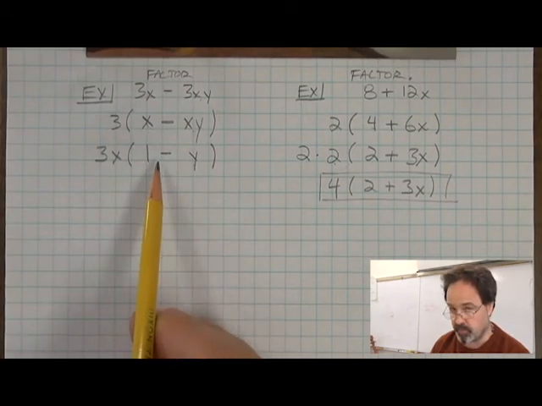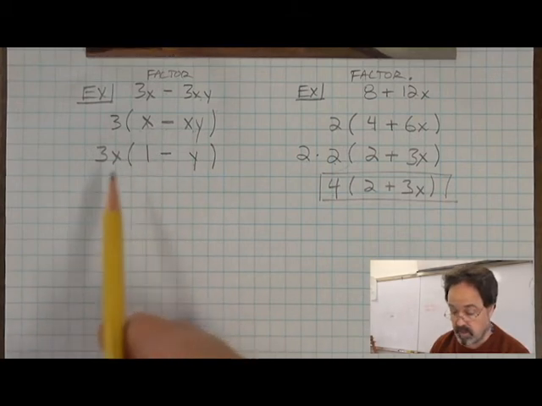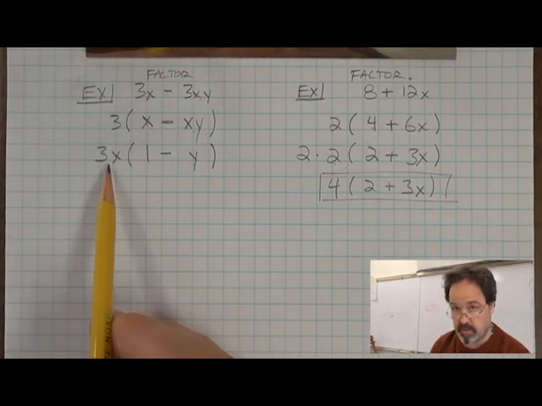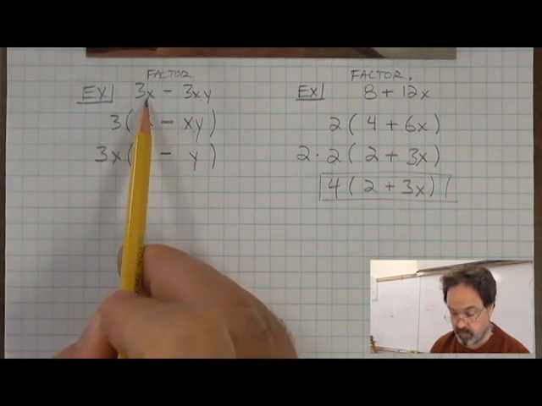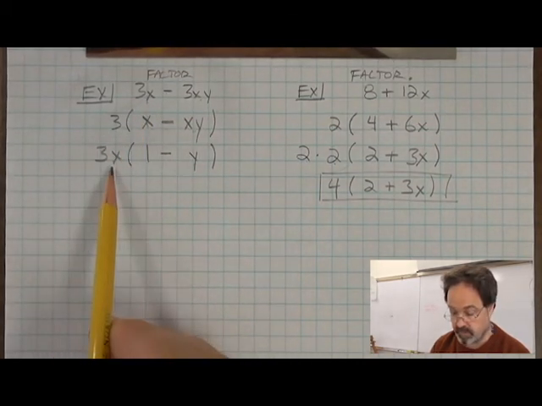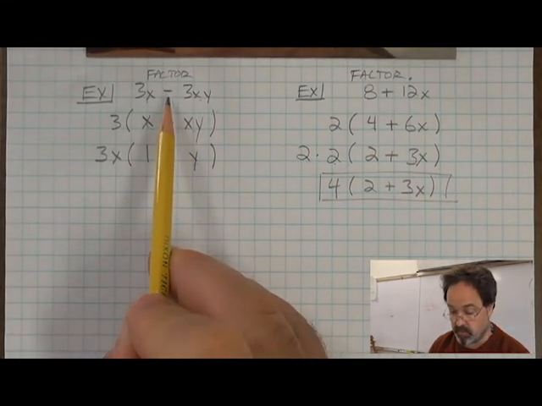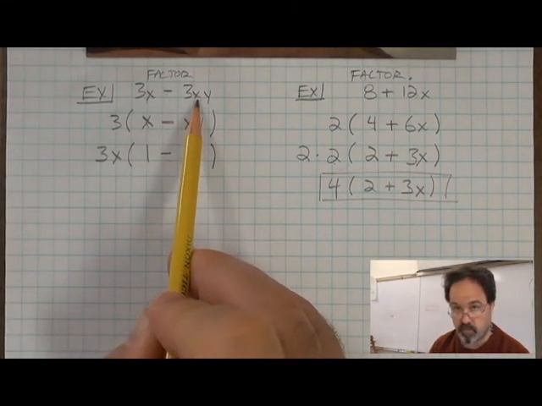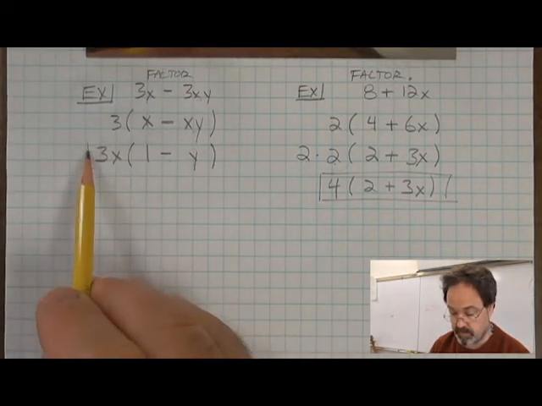I can check my work if I distribute. If I go backwards, if I distribute the 3x, meaning I multiply 3x times 1, it will recreate what I started with, 3x. And 3x times negative y recreates the negative 3xy term. So I've checked. This is the completed factored form.